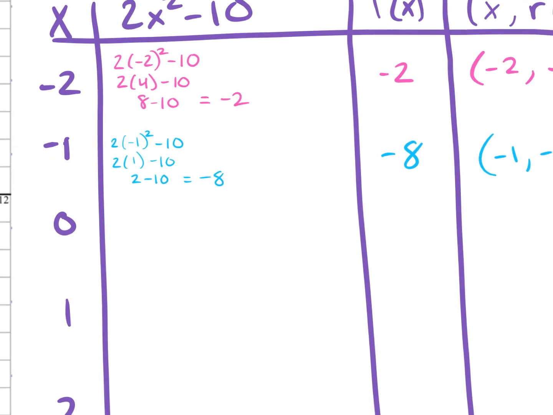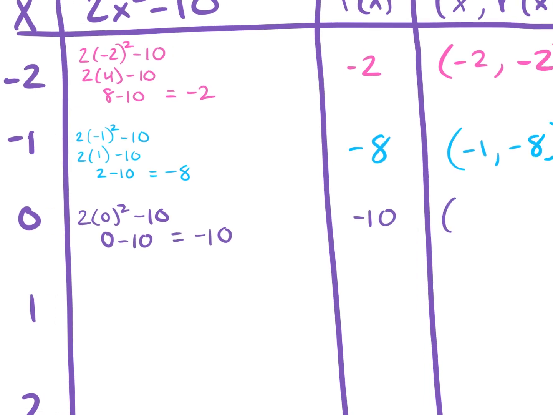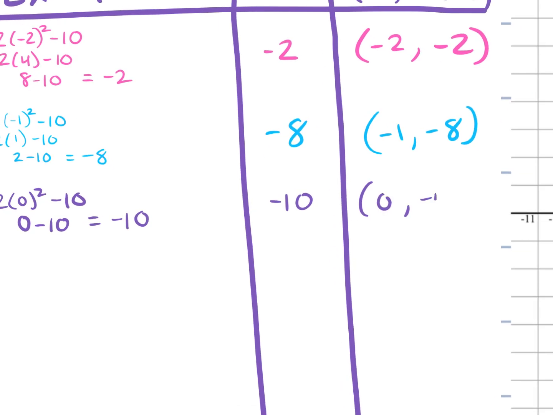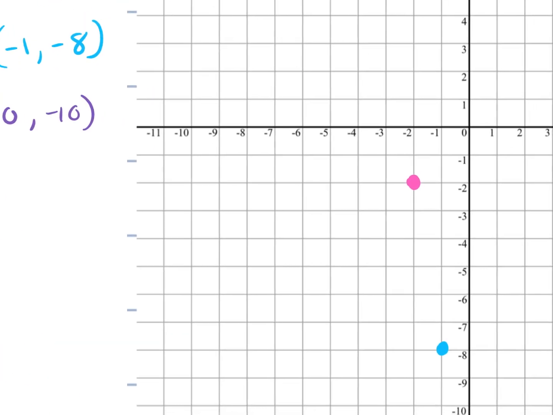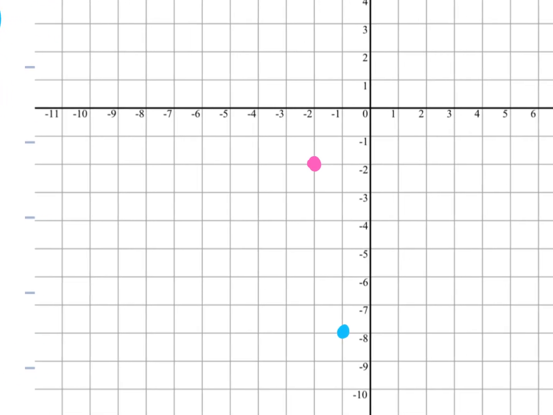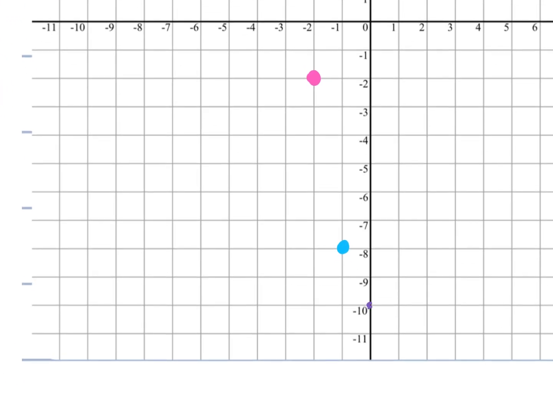Let's plug in 0. So we have 2 times 0 squared minus 10. What's 0 squared? 0. And what's 2 times 0? What's 0 minus 10? Negative 10. So here, our point would be 0 comma negative 10. So we're going to stay at 0 and go down to negative 10.